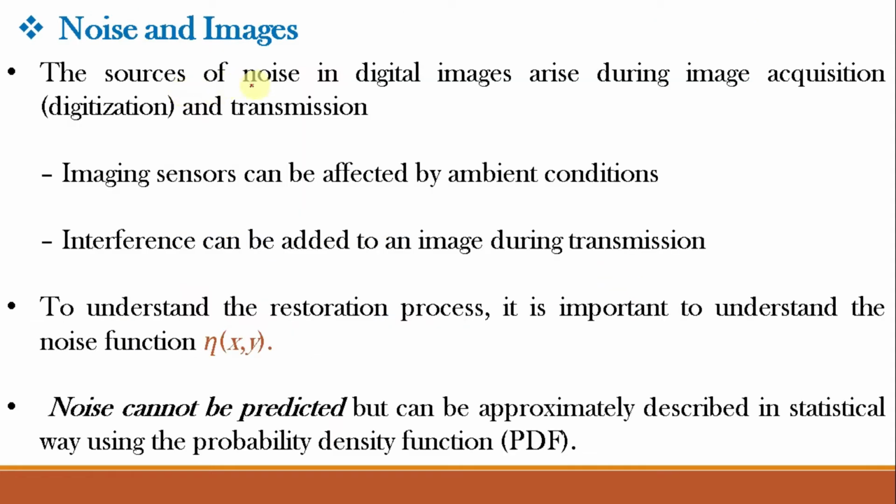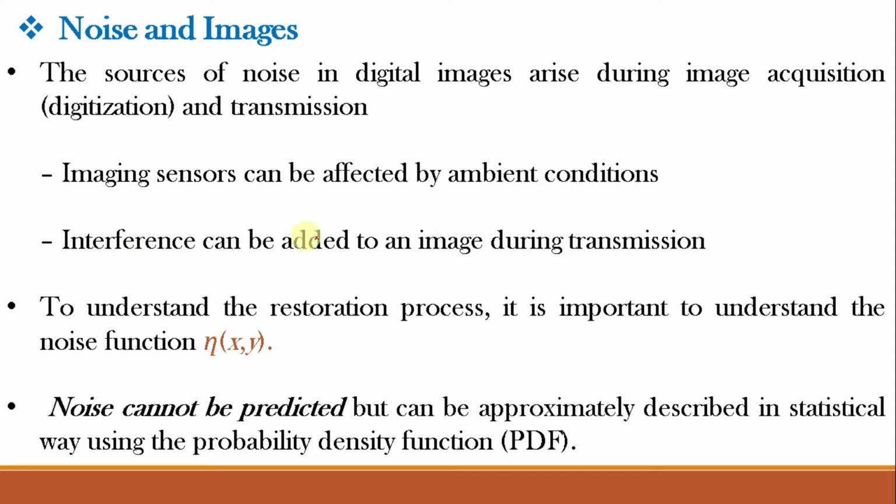The sources of noise in digital images arise during image acquisition, digitization of the image, and/or transmission. During image acquisition, the imaging sensors can be affected by ambient conditions. The performance of imaging sensors is affected by a variety of factors such as environmental conditions during image acquisition and the quality of the sensing elements themselves. For example, in acquiring images with a CCD camera, light levels and sensor temperatures are major factors affecting the amount of noise in the resulting image.